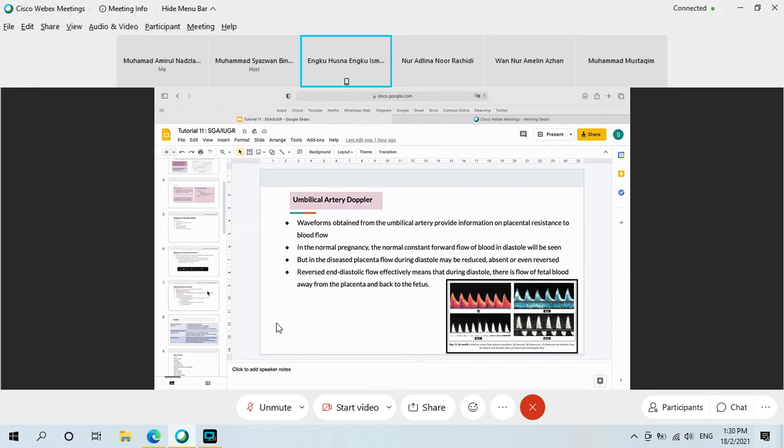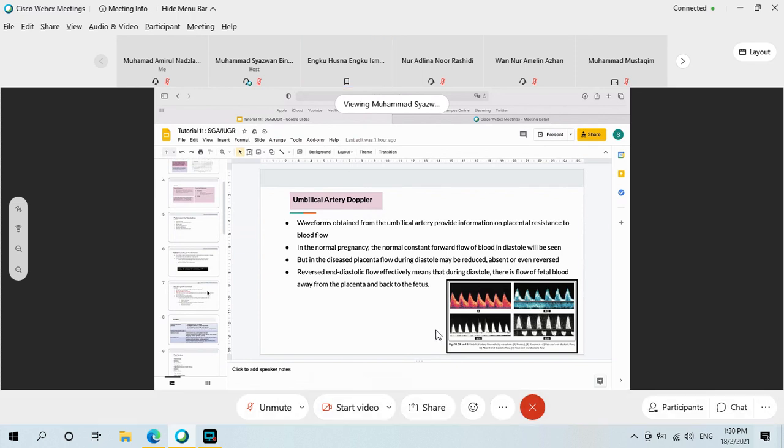Okay. So for the constitutional SGA, you can prolong the pregnancy. You can deliver after term, which is 38, 39 weeks. But in the case of FGR, you deliver her at 36 or 37 weeks. Okay.